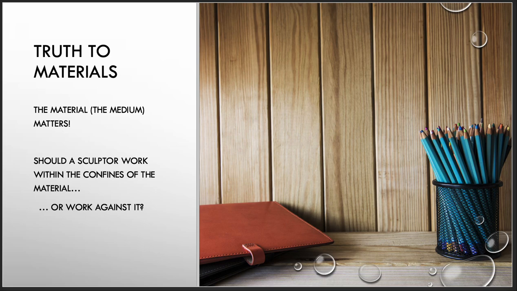Now we're going to move on to the idea of truth to materials. This is a common theme that you'll see in your textbook, chapter 5. So the material, we talked about the medium this last week. The medium matters. And so the question when it comes to sculpture is, should a sculptor work within the confines of the material that he's using, or should he work against it? So we're going to look at a few examples of works that go either way.